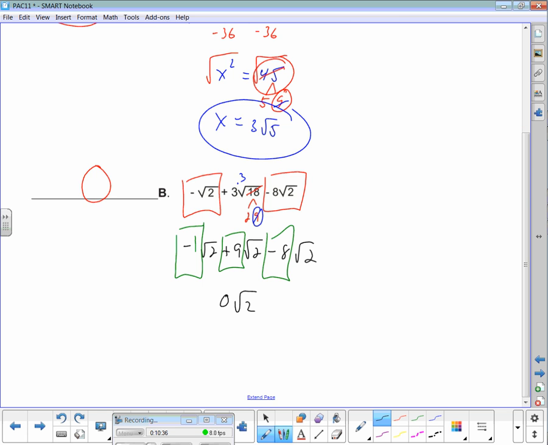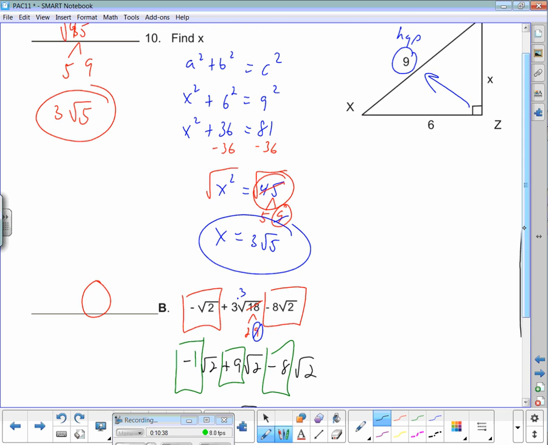Jack. No, it's fine. I'm just trying to make sure that you understand why it ends up there.